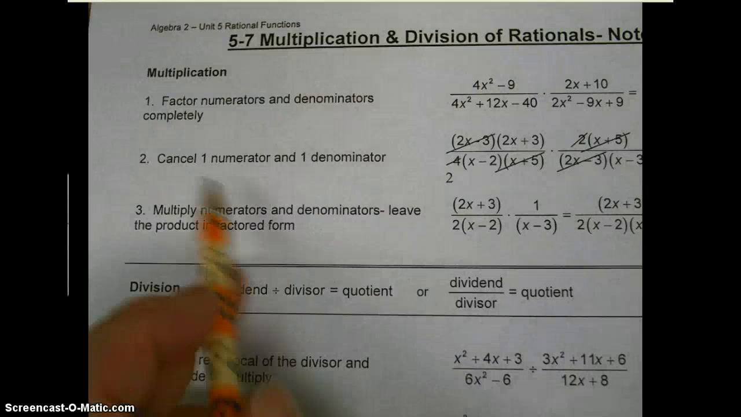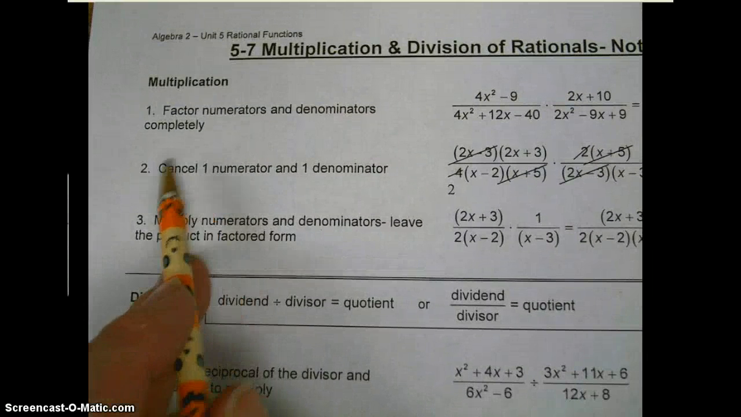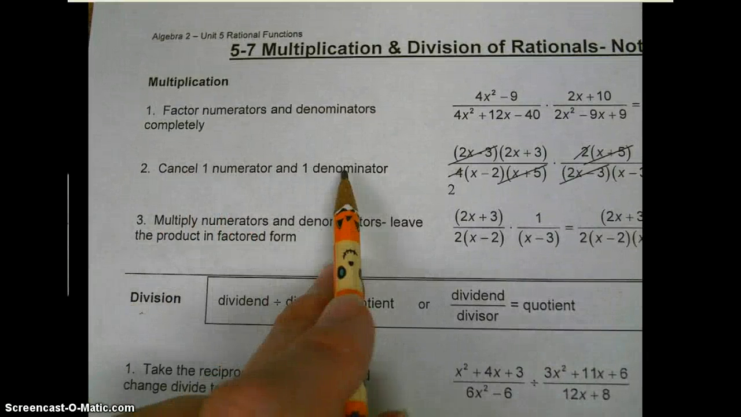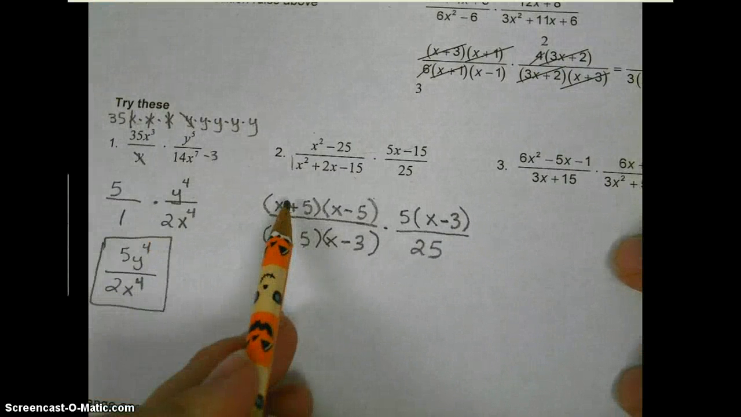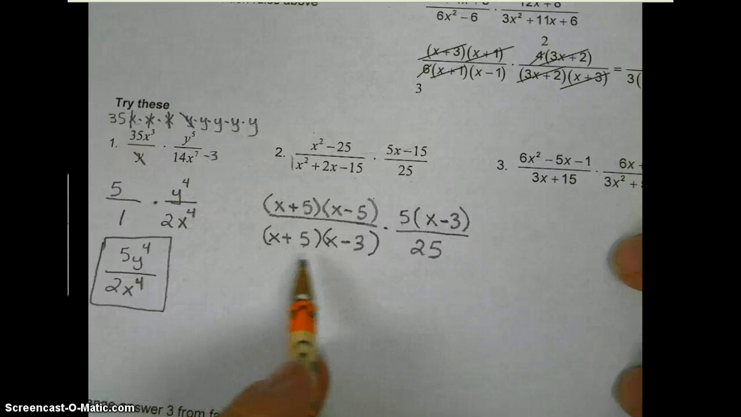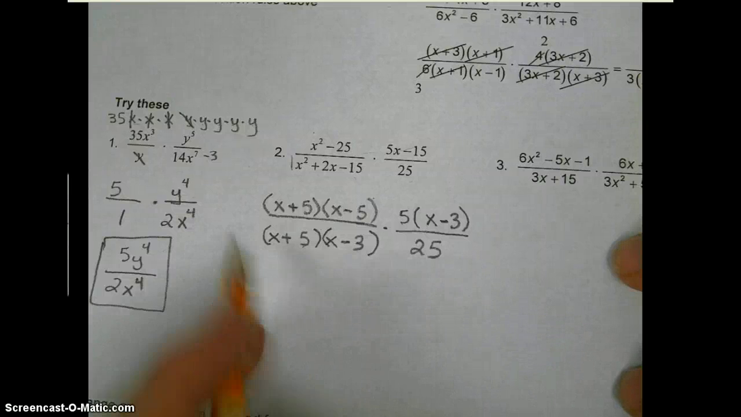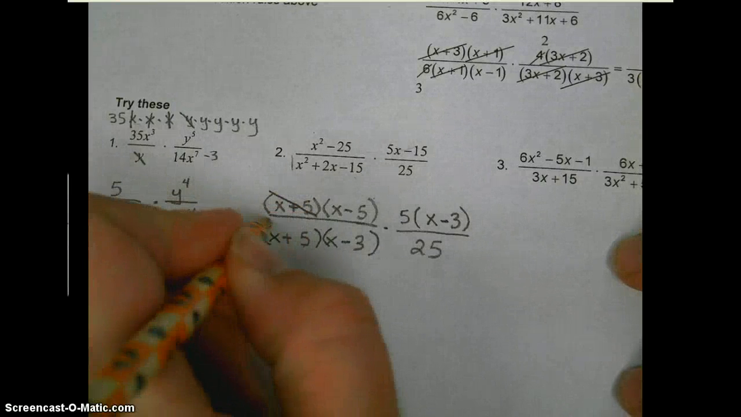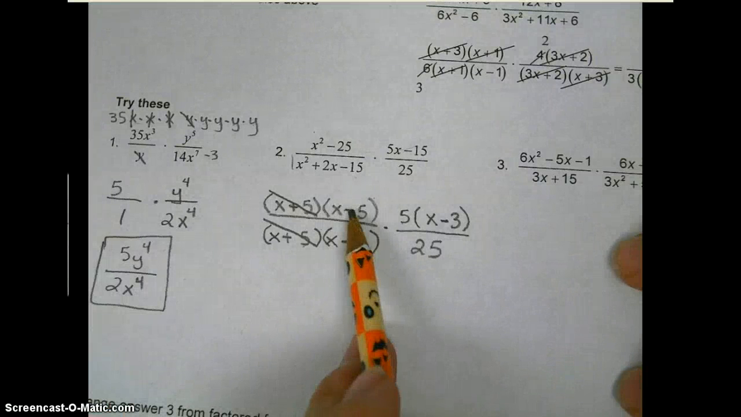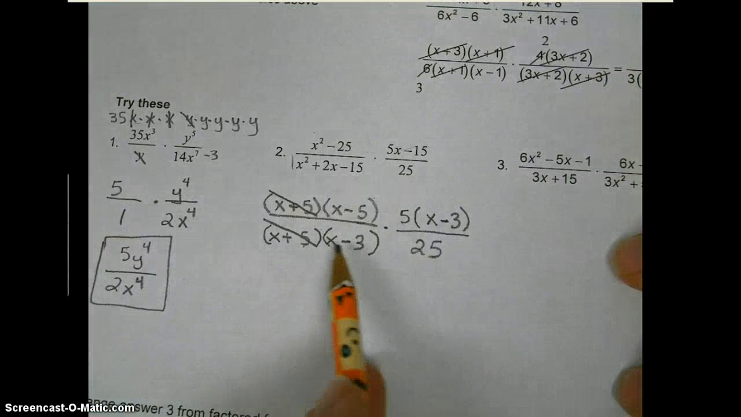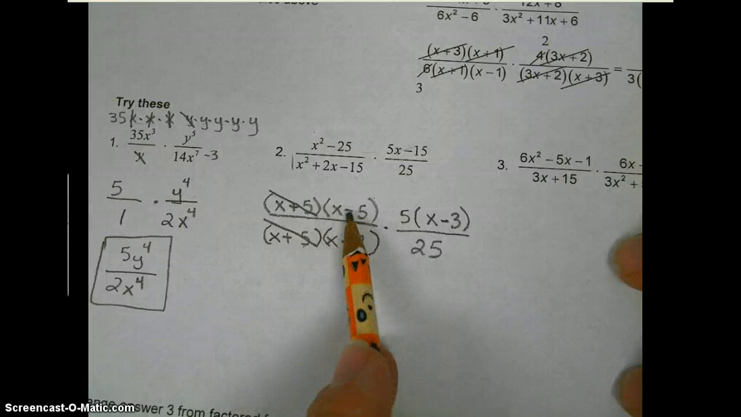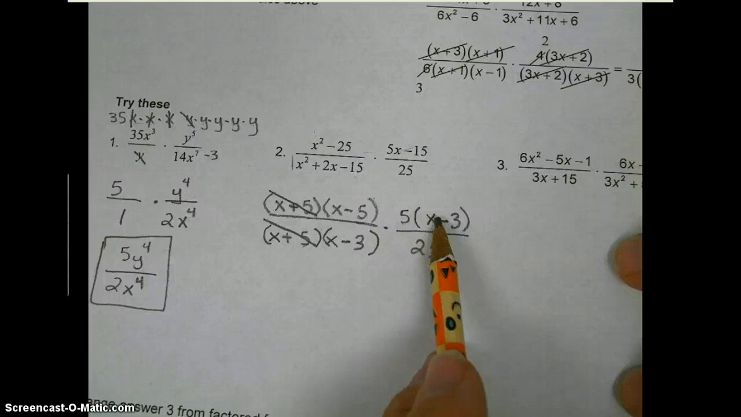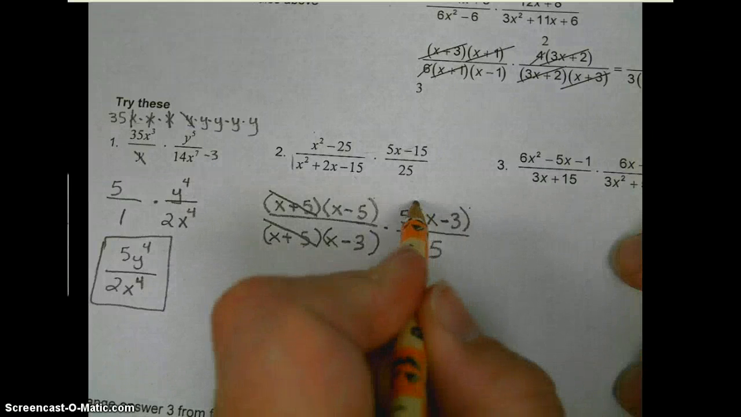Okay, this is referring back to number 2 step. Cancel one numerator and one denominator. So x plus 5, do we see that in the denominator anywhere? Yes, right there, so they cancel. X minus 5, do we see that in the denominator anywhere? No, so that does not cancel. X minus 3, yes, so that cancels.